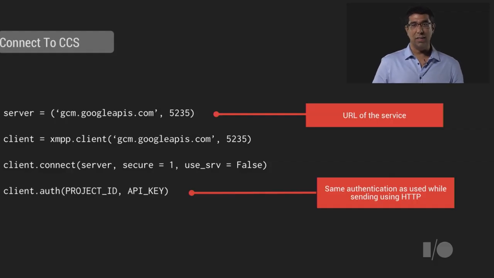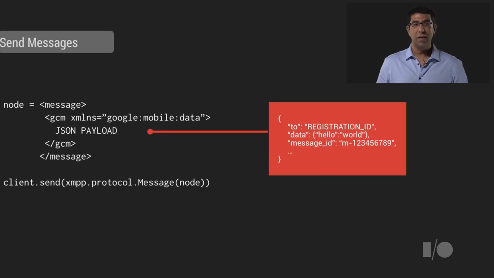Here's how you can connect to CCS. I'm using a simple XMPP library in Python to connect to CCS. As you can see, gcm.googleapis.com is the URL, and 5235 is the port. You simply need to connect to this endpoint and authenticate using your project's API key. Next step is to start sending messages.